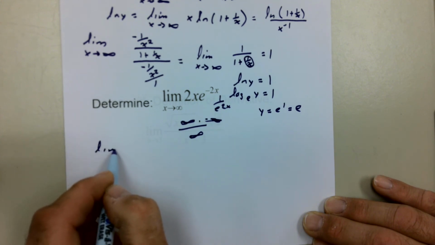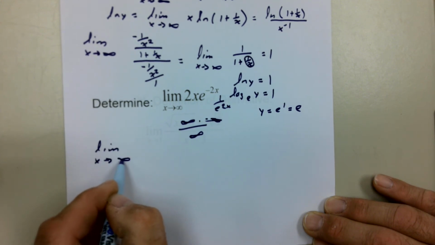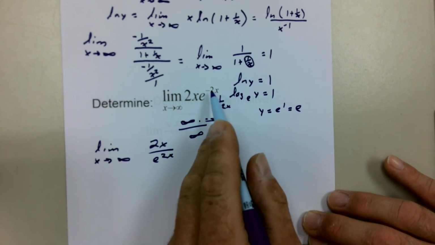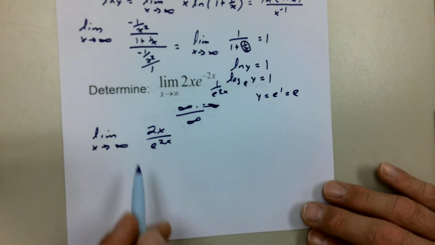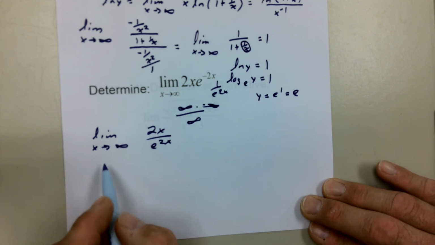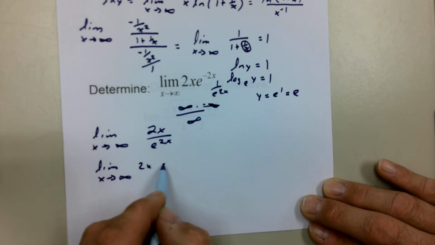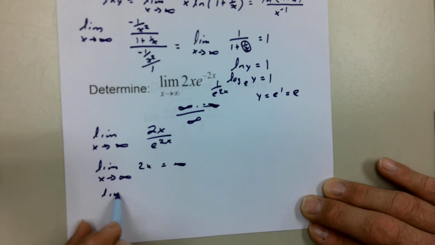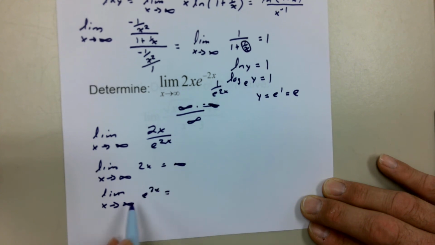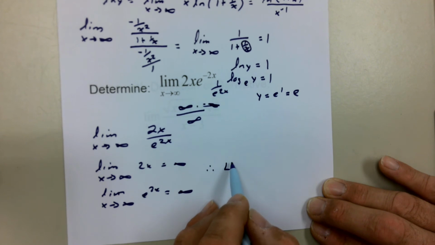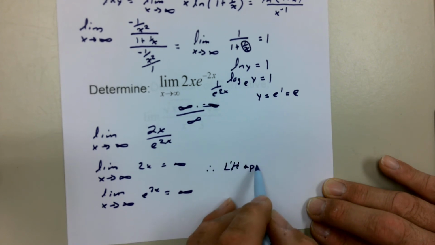So we have the limit, and I want to go ahead and rewrite that, don't I? 2x over e to the 2x. Make that negative exponent positive. It's going to make our life a little easier. So if I look at the limit as x goes to infinity of 2x, that gives me infinity. The limit as x goes to infinity of e to the 2x, that's also infinity. So I have an infinity over an infinity, so therefore L'Hopital's rule is going to apply.